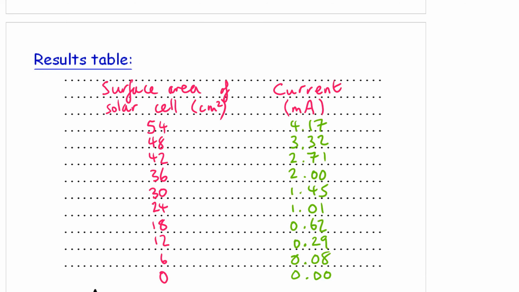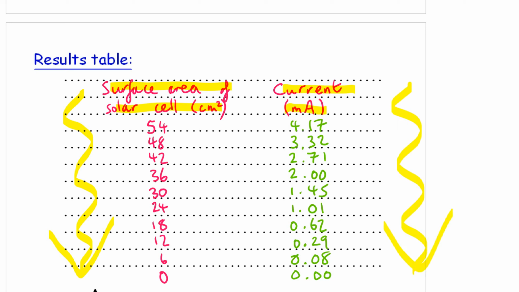So now I've added in the current readings, and you can clearly see what's going on here at the moment. You should be able to spot that as we decrease the surface area of the solar cell in centimetres squared, then the current reading in milliamps also decreases. That's your big trend there, the big pattern.